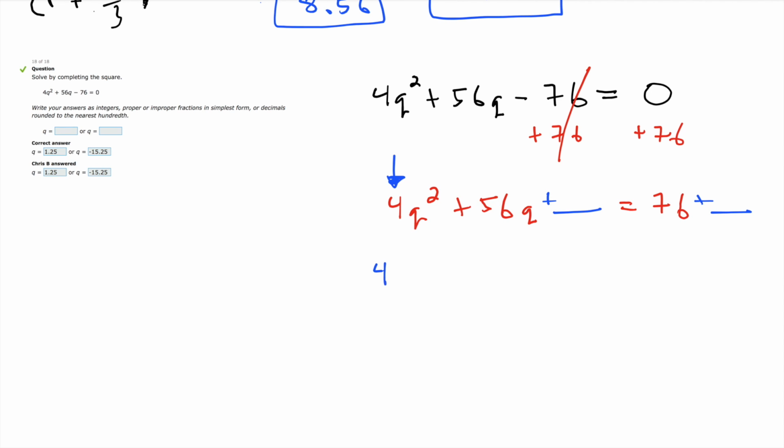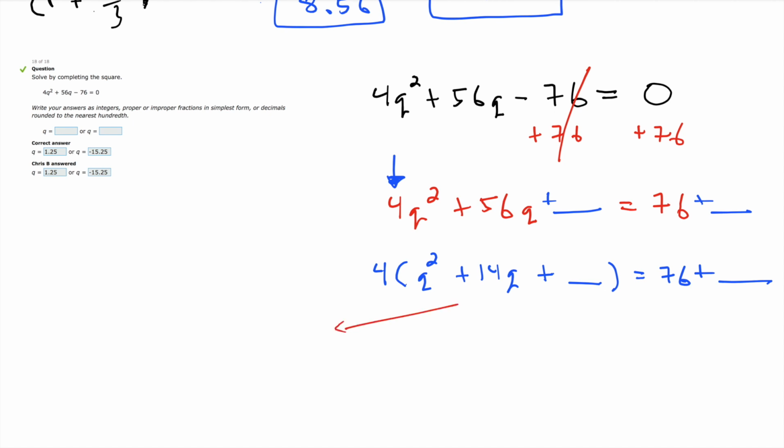So you go like that, and then you end up with q squared plus what? All right, tell me what that is. But it's the other way from what you just said. Okay, so 14q. All right, and then we have plus blank, close parentheses, equals 76 plus blank. You with me? Okay, what's the next step? Just from normal business.